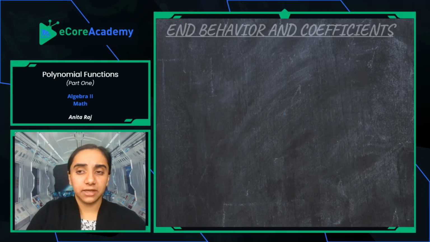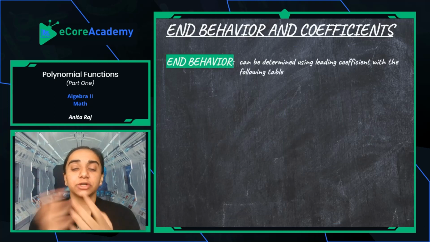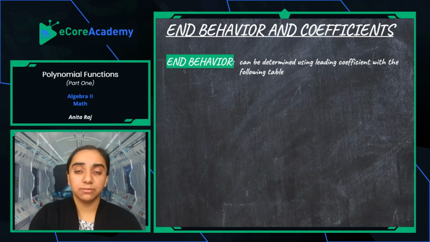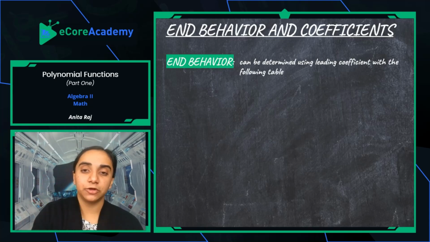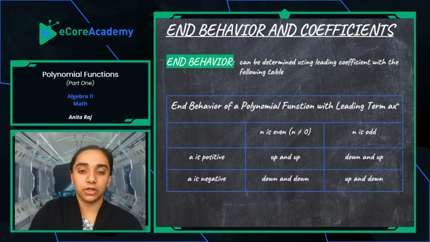So those were the end behavior tables. Now let's talk about end behavior and its relationship to coefficients. Instead of having to look at a graph, if you're only given the polynomial function, you can still determine the end behavior without even looking at the graph, just by looking at the leading coefficient using this following table.